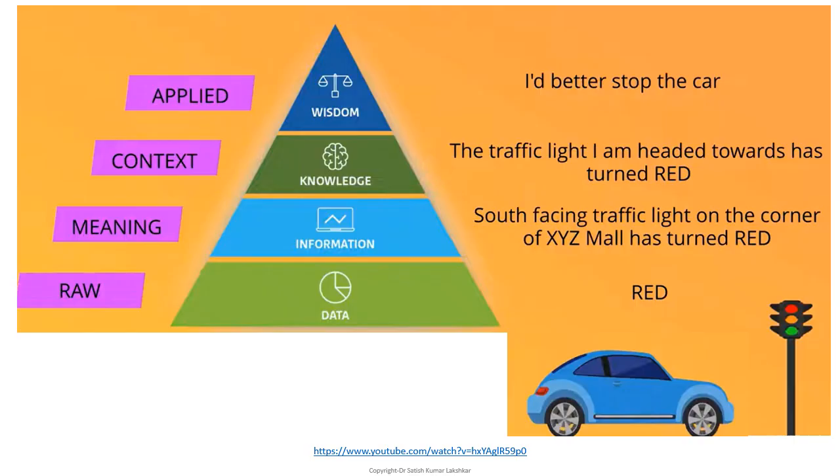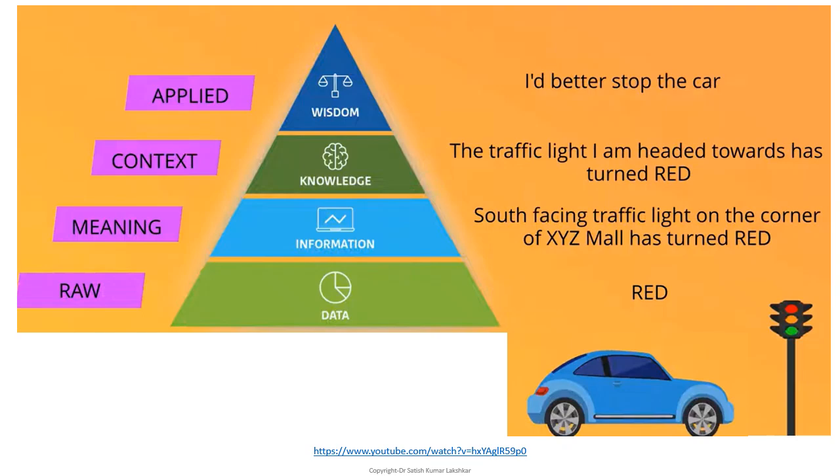Now we can see on the screen there is an infographic. As we discussed in the previous slide, there are four different levels: data, followed by information, knowledge, wisdom. Data is always raw in nature. Information is something meaningful, and knowledge is always in a specific context. And when we apply this, we call it applied. So let's talk about this with a simple example.